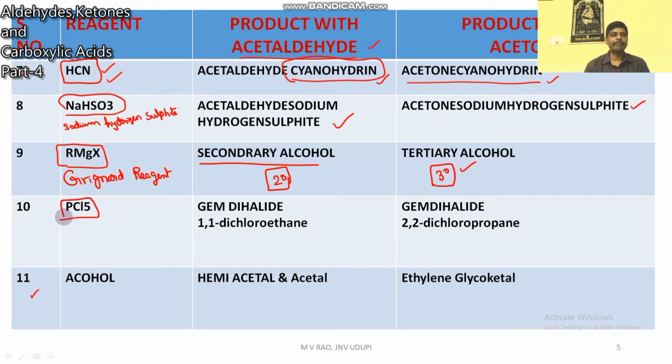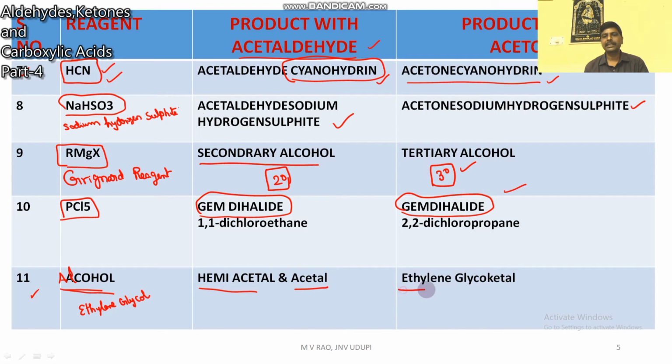On addition of PCl5, a gem dihalide will be formed. With ketone also, a gem dihalide will form. With alcohol, acetaldehyde reacts with alcohol and gives hemiacetal and acetal, whereas acetone reacts with ethylene glycol and gives ethylene glycol ketal. So we will see these 5 reactions one by one.